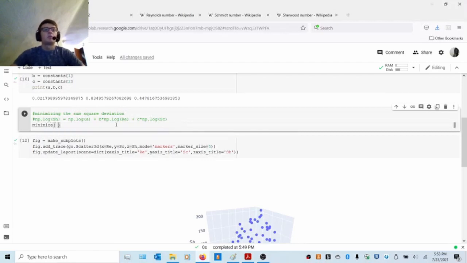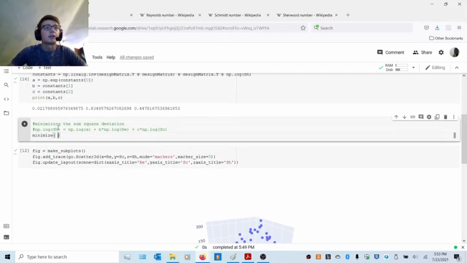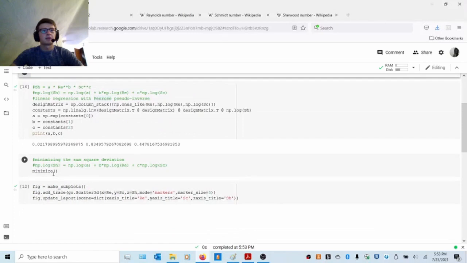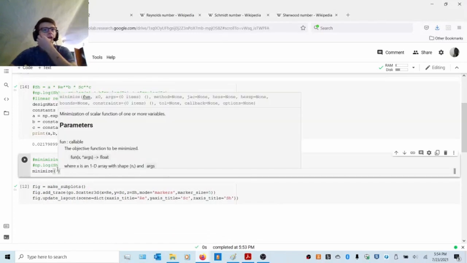So minimize wants a, oh come on, you like it, you know you like it. Okay, now I'll change it to saved. Did I run this cell? I didn't run this cell. That's why it's not coming up with minimize. Yeah, now it is.